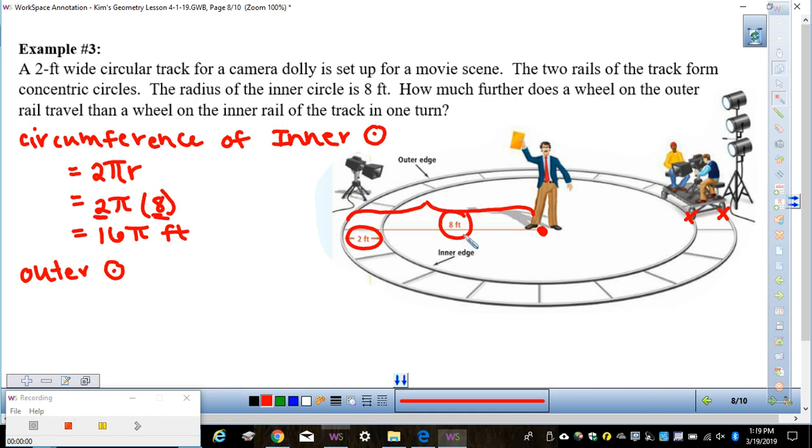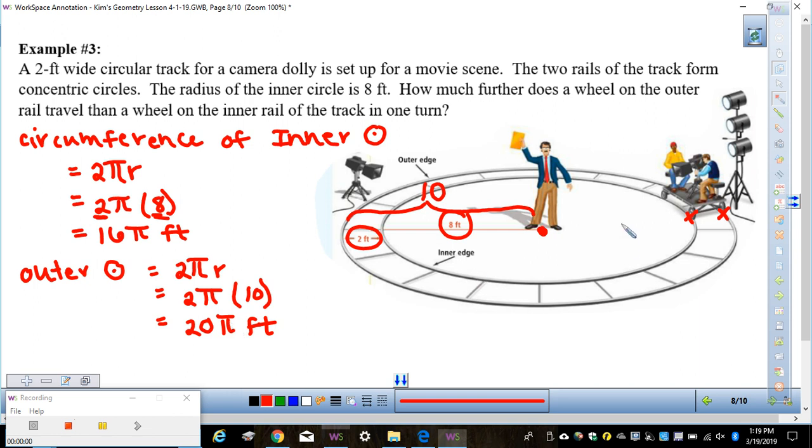I need to take the 8-foot radius from the inner circle and add in 2 additional feet. So we should have gotten a 10-foot radius. I'm still using the same formula, 2 pi r, but now the r value is going to be 10. So that means that the circumference of the outer circle is 20 pi feet.